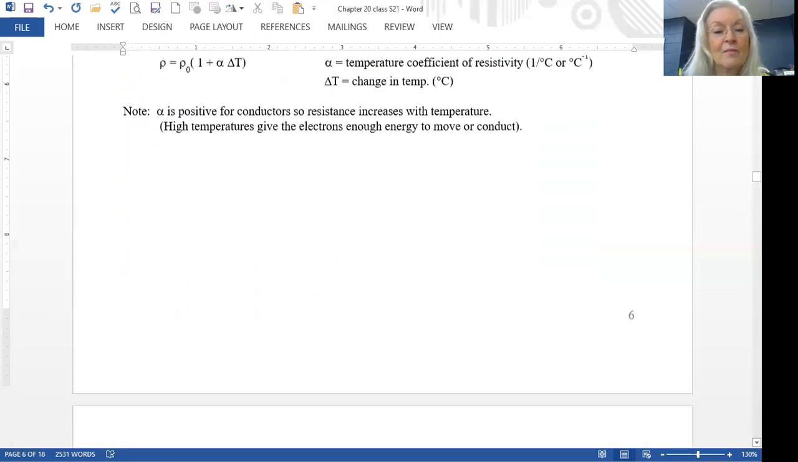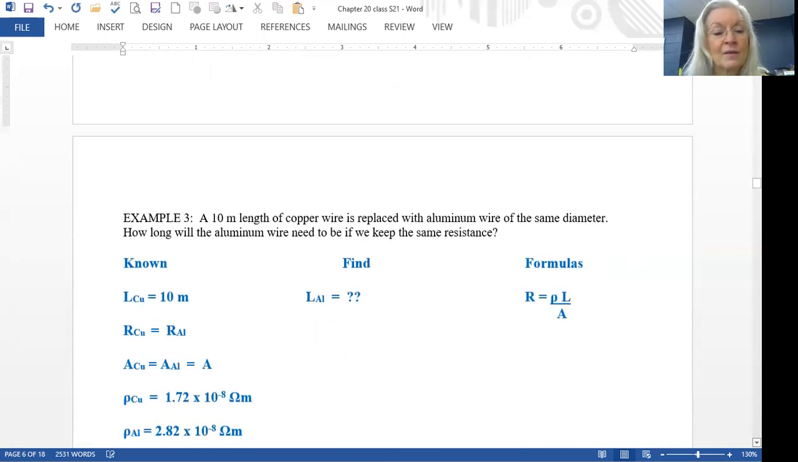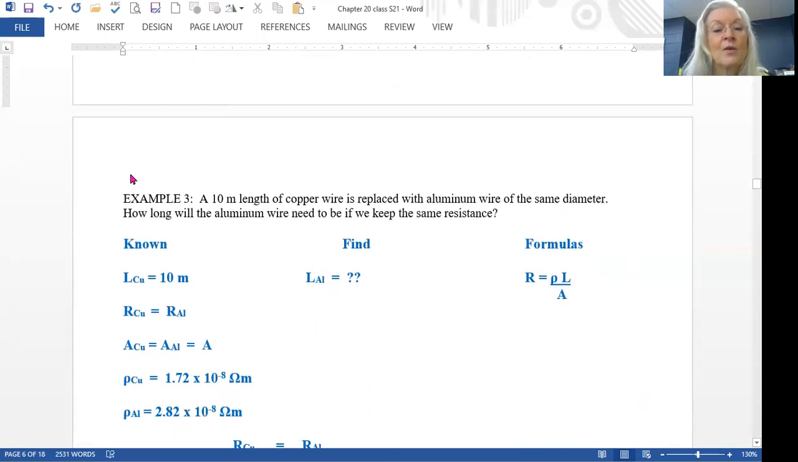Okay, moving right along. Let's look at an example. So we know that we have a 10-meter length of copper wire. We want to replace it with aluminum wire with the same diameter. And we want to know how long the aluminum wire is if we want to keep the same resistance. So we know the length of the copper is 10 meters. We know we want to keep the same resistance, so R copper is going to equal R aluminum. We know we want to keep the same diameter, so the cross-sectional area of the copper is equal to the cross-sectional area of the aluminum, which is just A.